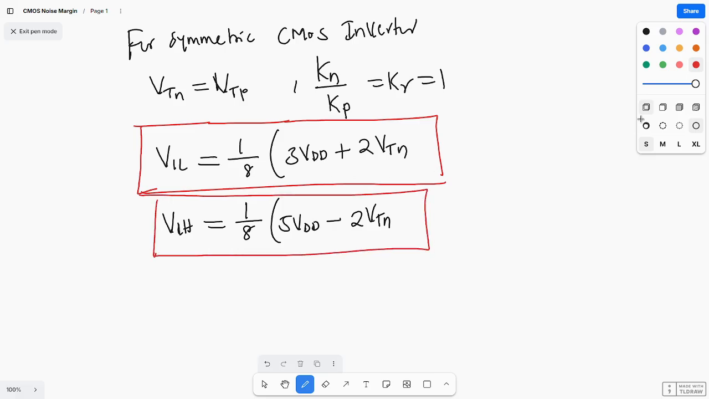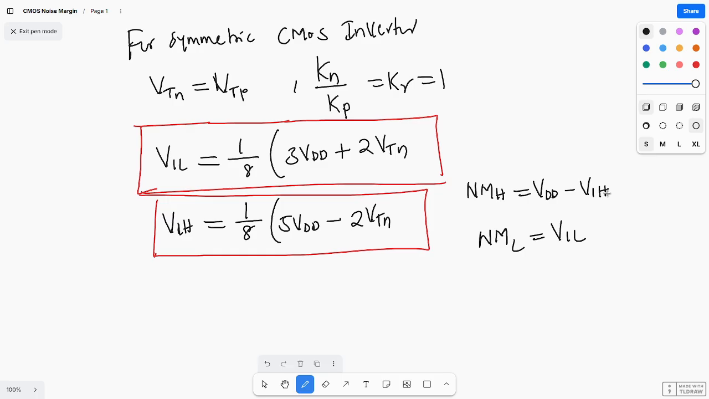So from here I can say that NMH, noise margin high, equals VDD minus VIH, and NML, noise margin low, equals VIL.